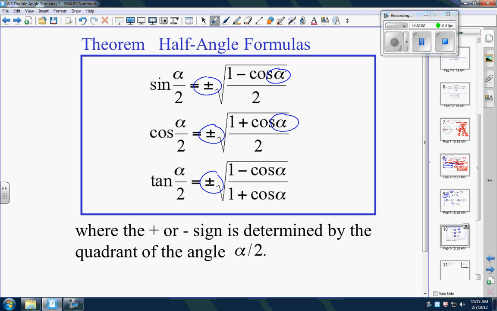So this last little piece, where the plus or minus sign is determined by the quadrant of alpha over 2, you don't get these from the original. So wherever alpha over 2 is how you determine these signs.